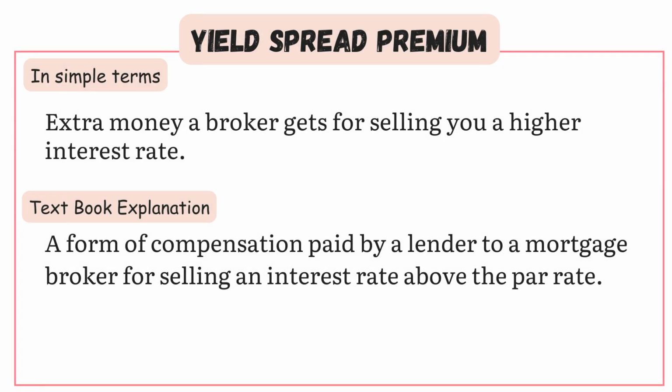Yield spread premium. In simple terms, it is extra money a broker gets for selling you a higher interest rate. As per textbook definition, yield spread premium is a form of compensation paid by a lender to a mortgage broker for selling an interest rate above the par rate.